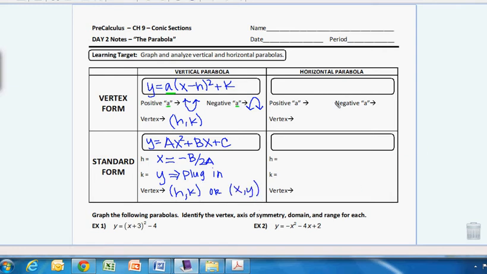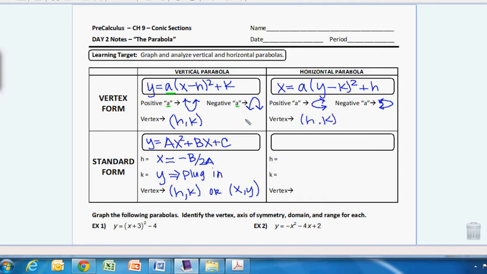Okay? So horizontal parabola, this is where things are going to change a little bit. Now our x and our y values are going to switch. So our vertex form, we have x equals a times y minus k squared plus h. Okay, so things are switching around a little bit. If we have a positive a value, we are going to open to the right. And if we have a negative a value, we're going to open left. And the vertex, though, will still be h, k.